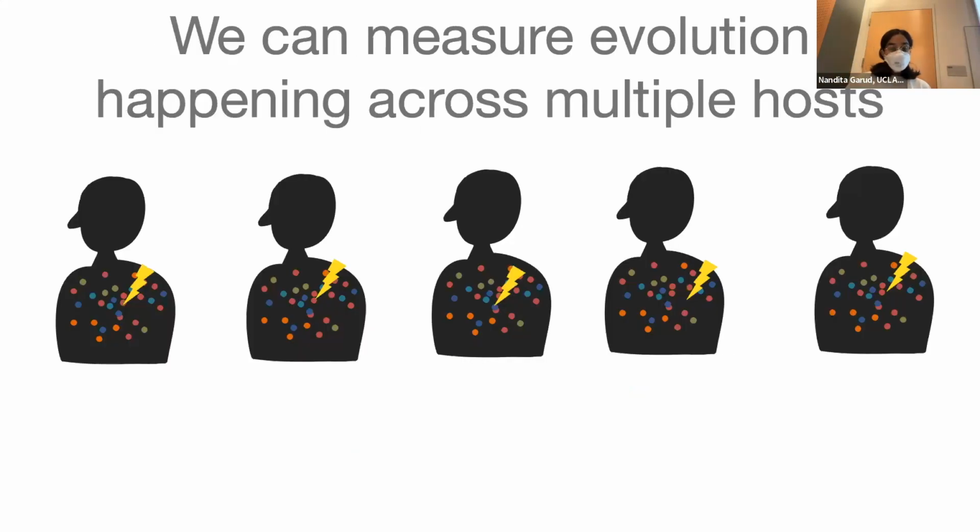But also, you can measure evolution happening in multiple hosts simultaneously. And that basically makes us all in this room, all 50 of us, walking replicates of the same experiment. And that allows us to draw general principles of what's happening in this really complicated system.